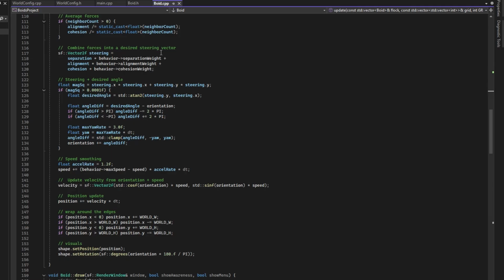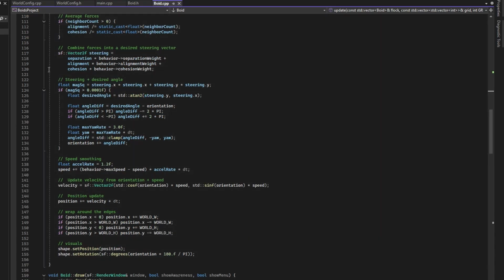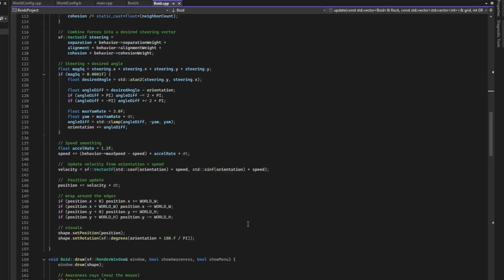And this is where we combine the forces into a steering vector, because some Boids simulations, I didn't like the way that they acted. So in this case, I wanted them to act more like fish or like birds, where they can move forward and they can turn. They can't just stop and they can't strafe. They can move forward and they can turn. And so this is all the math that I had to get together to combine all of that.